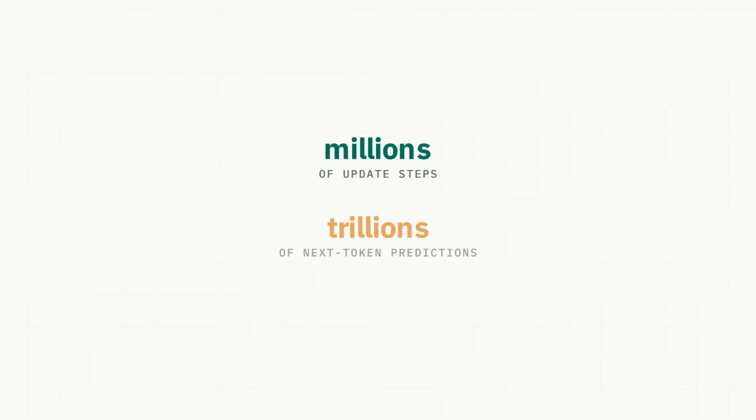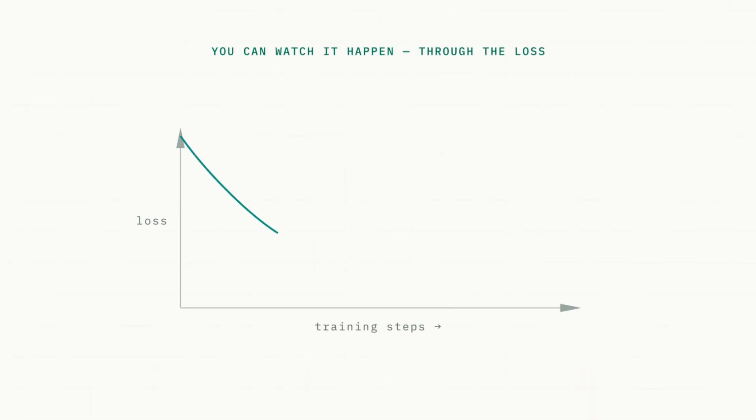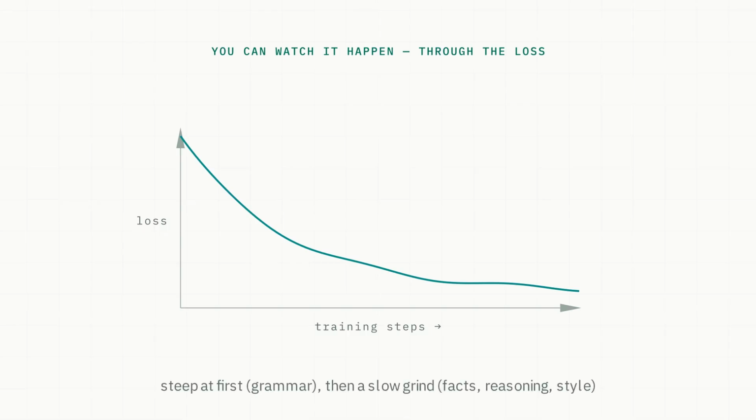And then we repeat and repeat. The model works its way through the entire ocean of training data, often more than once. We're talking about hundreds of thousands, even millions of these update steps. Trillions upon trillions of individual next token predictions, each one contributing a tiny nudge to the knobs. No single step teaches the model much. It's the sheer, relentless accumulation of trillions of tiny corrections that slowly sculpts random noise into intelligence. And the beautiful thing is that you can watch it happen through that one number, the loss. At the very start, it's high.